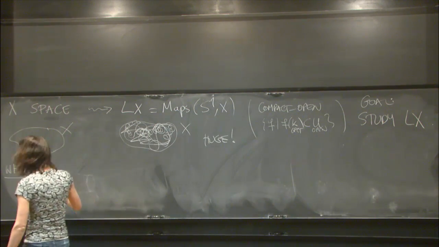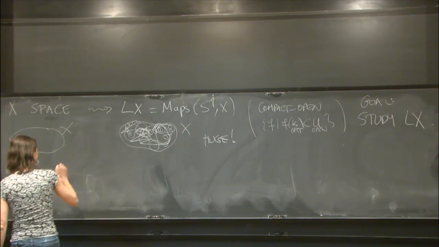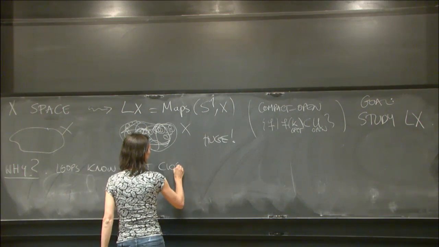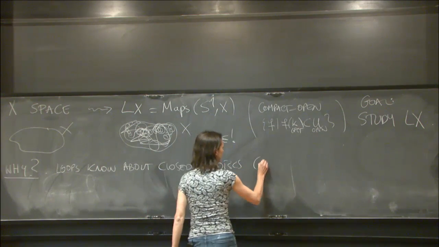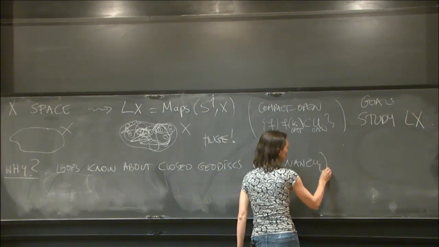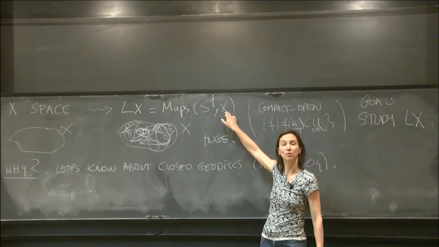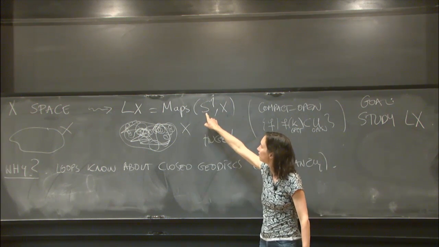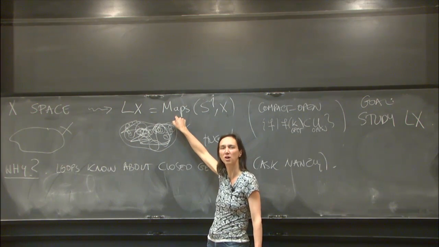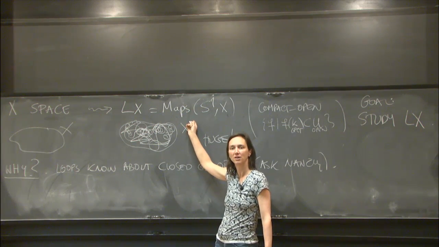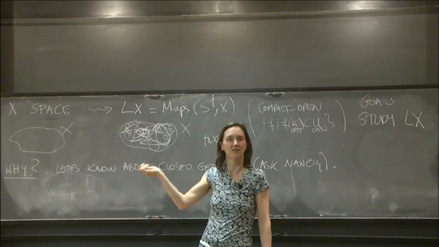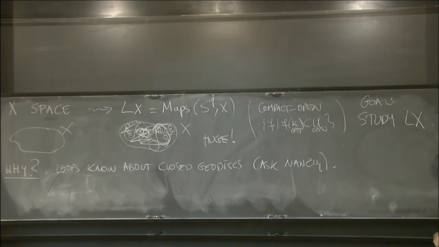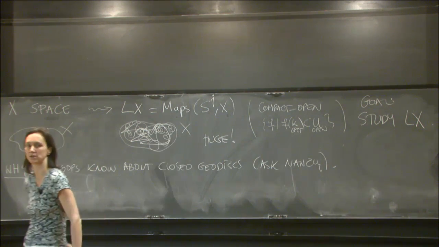Maybe another reason, what Nancy would say is loops know about geodesics, about closed geodesics. So ask Nancy. So how does this work? Well, if I talk about geodesics, X better be a manifold, a nice space where geodesics exist. Maybe I should have a metric, all sorts of things. I should talk about C infinity maps, or maybe piecewise, or something a little nicer than just all continuous maps. And then there's something called the energy of a loop, and the critical points of these are the closed geodesics. So there is a precise way in which one can study geodesics out of the loop space.